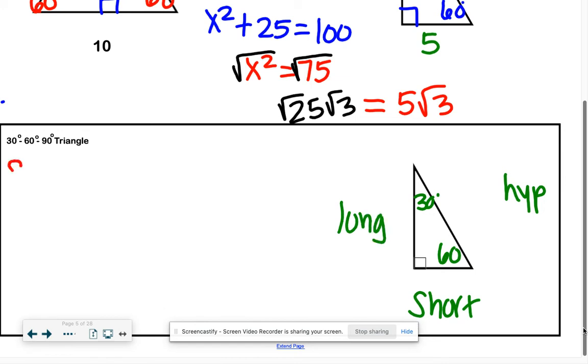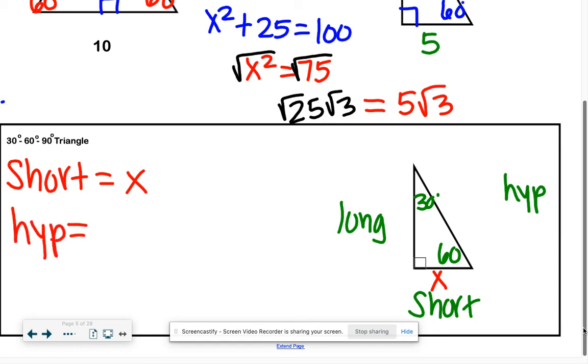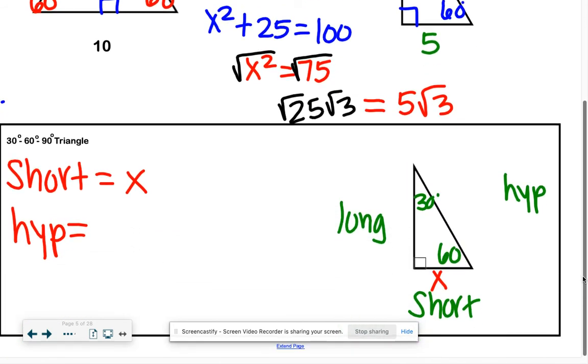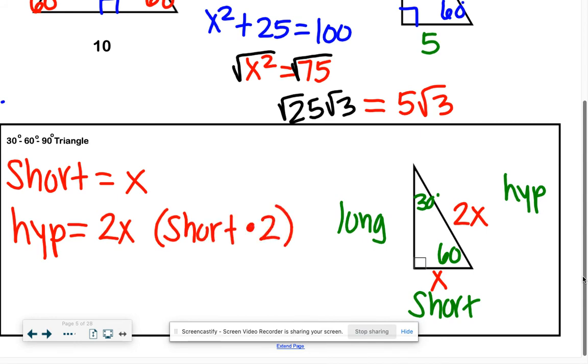So everything's based on your short leg. So if your short leg equals x, we can find everything else. So let's call that guy X. It could be any number. So now if you wanted to find your hypotenuse, how did we go from 5 to 10? We multiplied by 2. So our shortcut would be X times 2. Yep, X times 2. So 2X. And if you want to see it in words, you just write short times 2.